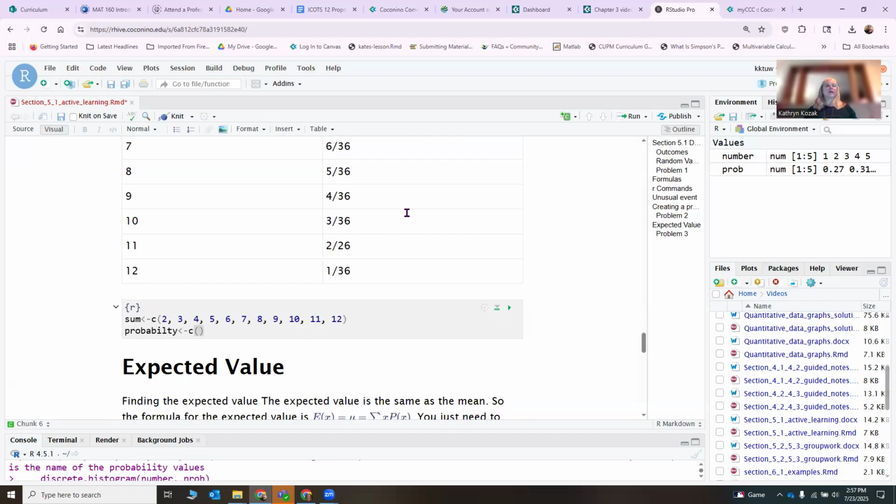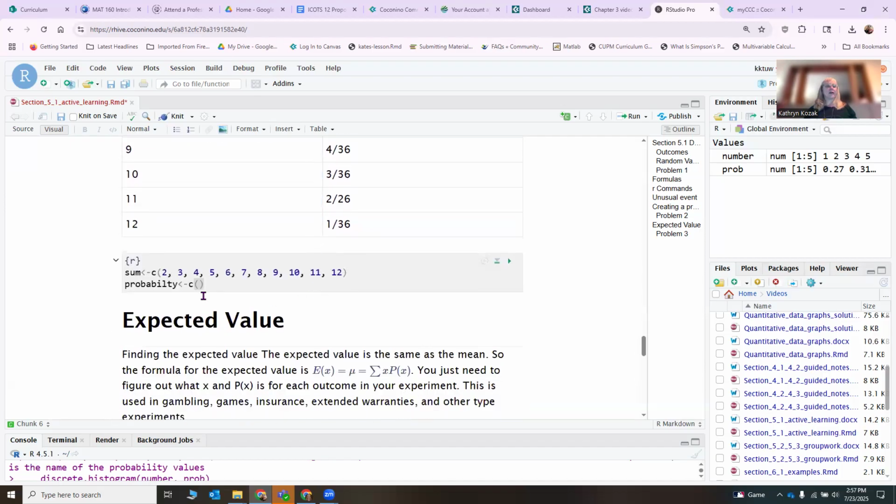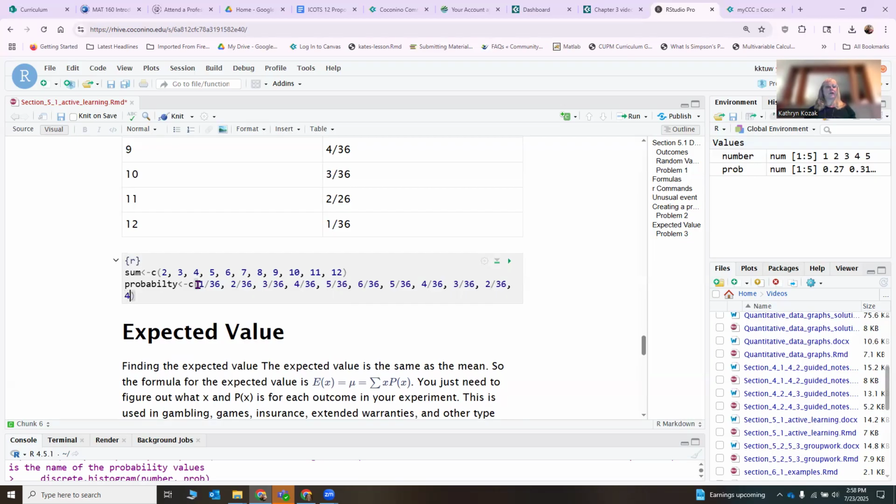And I don't need to calculate what these are. I don't need to know what those numbers are. R can do that for me. So I can just type in 1 divided by 36, comma 2 divided by 36, comma 3 divided by 36, comma 4 divided by 36, 5 divided by 36. And then we stopped at 6, started coming back down again. So 5 divided by 36 again. 4 divided by 36, 3 divided by 36, 2 divided by 36, and 1 divided by 36.